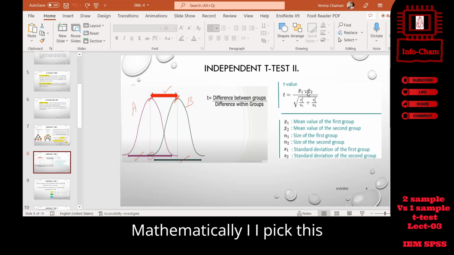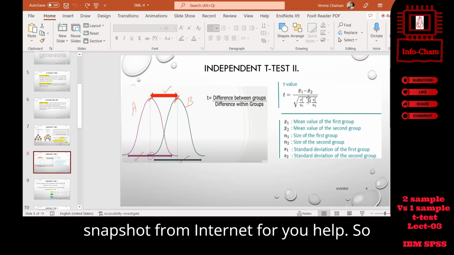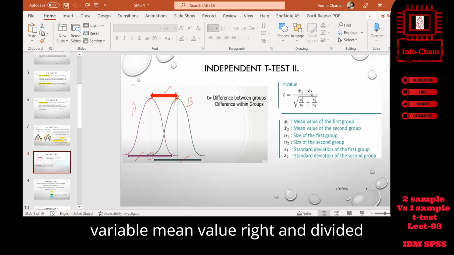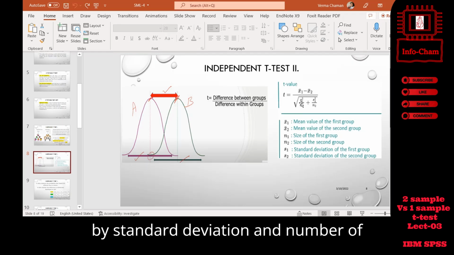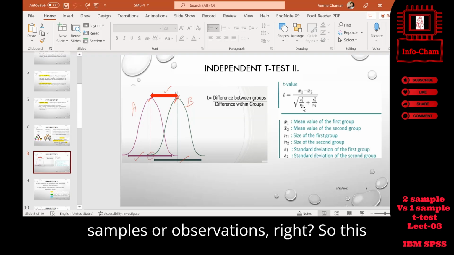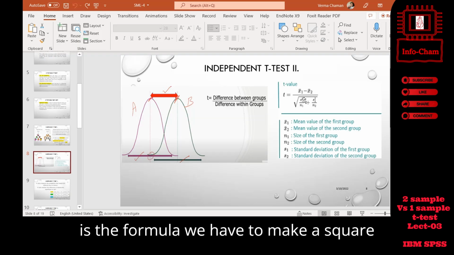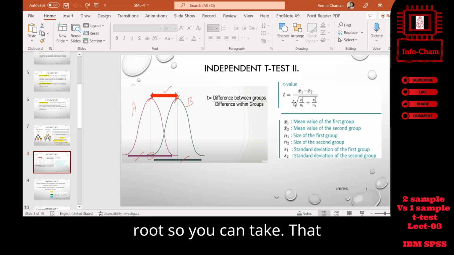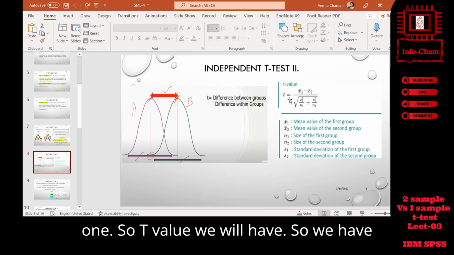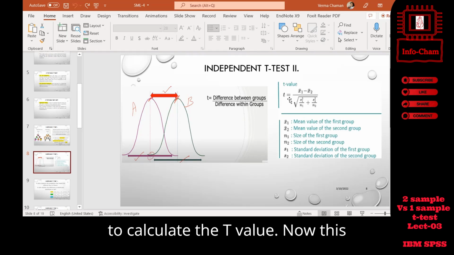Mathematically, I picked this snapshot from the internet to help you. This is the first variable and the second variable, the mean value, right? And divided by the standard deviation and the number of samples or observations, right? So this is the formula. We have to take a square root. You can take that formula and study it. So we will have a t value. We have to calculate the t value.